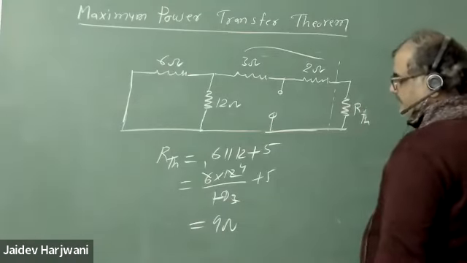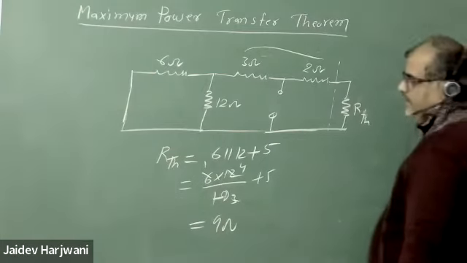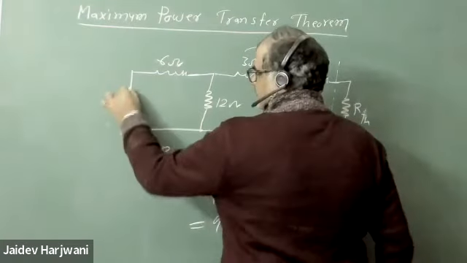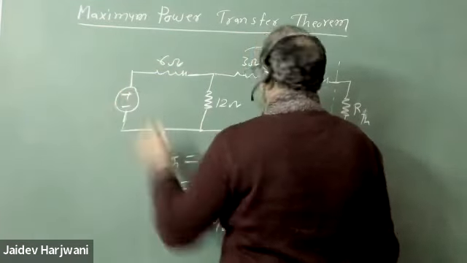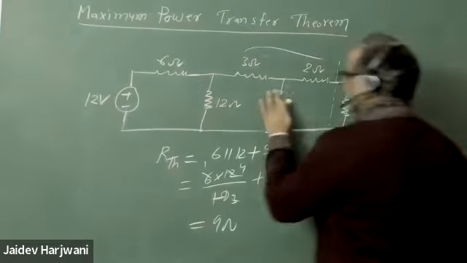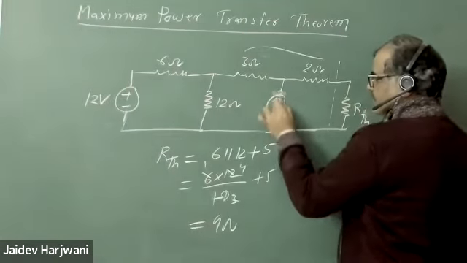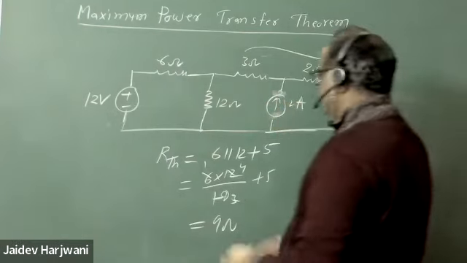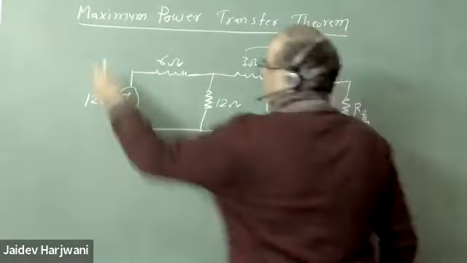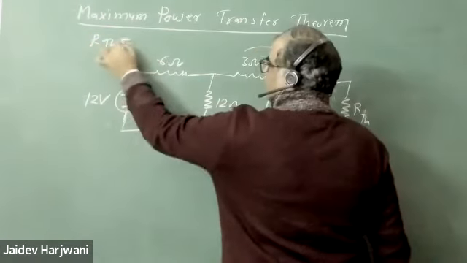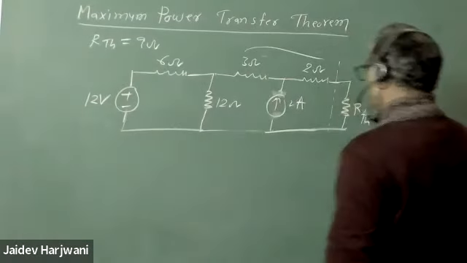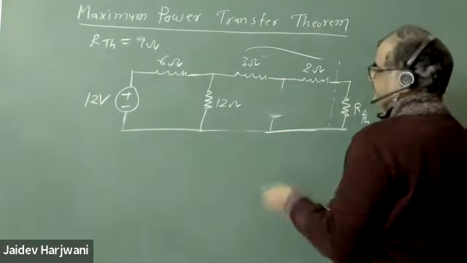So R Thevenin is known, RL. Now I need to calculate V Thevenin. So how much voltage was there here? What is the value? 12 volt. And here we have 2 ampere. Let me write here, R Thevenin is my 9 ohm. Now this is 2, so again I have to remove this 2 ohm.